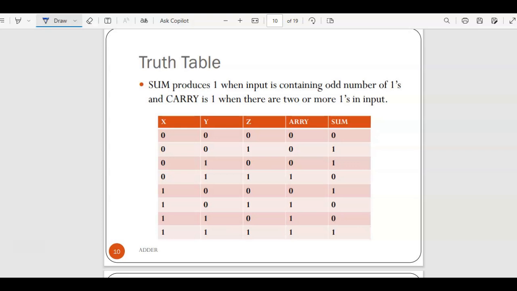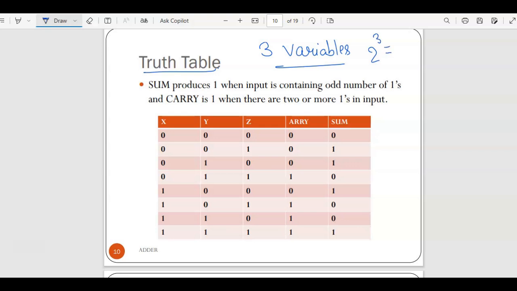So we have the sum and carry table here, the truth table. For the truth table, you know very well this is going to work for 3 variables. And remember what we just covered: the maximum number of combinations in the truth table is 2 to the power of the number of variables.